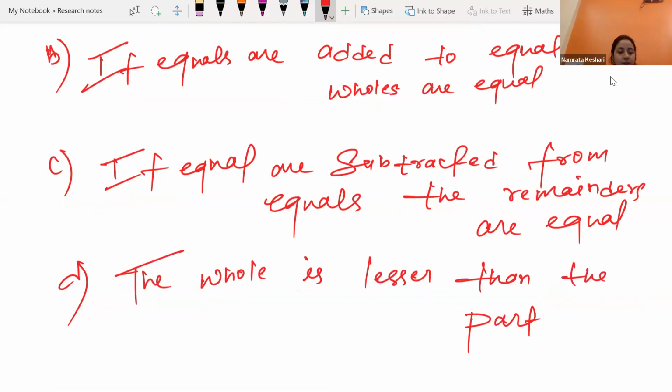Ma'am, D. It is not correct. Yes. The correct one is the whole is greater than the part, of course. Whole is greater than part, not smaller than part. So yeah, this is not true.